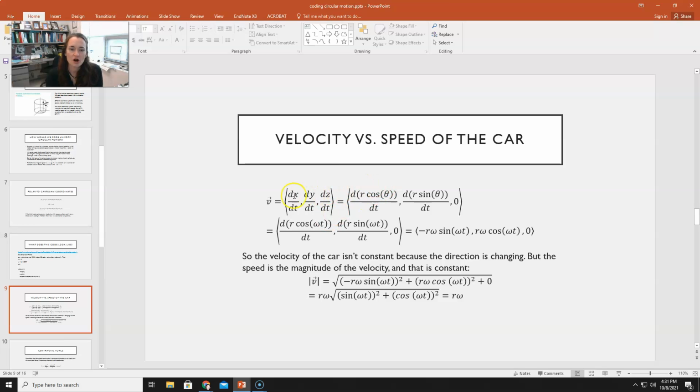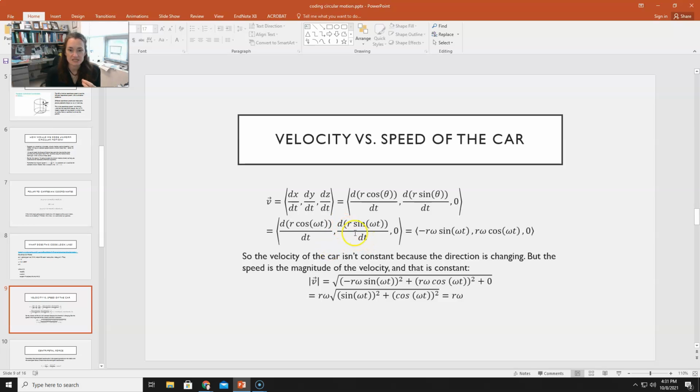For our x and y coordinates, x was equal to r cosine theta and y was equal to r sine theta. Now, if we give it that constant angular velocity, then we would write r cosine omega t and r sine omega t. For the velocity, we're going to take the time derivative of those things. So we're going to have d/dt of r cosine omega t, and that'll give us the x component of our velocity.